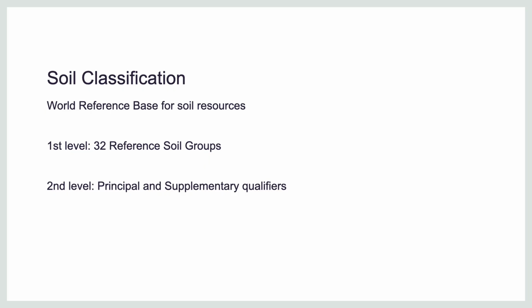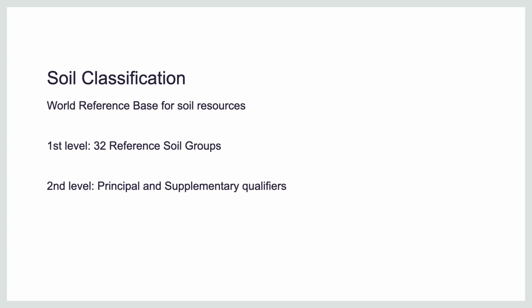The soil classification according to the WRB, the World Reference Base for Soil Resources, has only two levels. The first level is considered the reference soil group, or just RSG, and we have 32 RSGs in the WRB system. And at the second level, we have the qualifiers that can be principal or supplementary qualifiers.